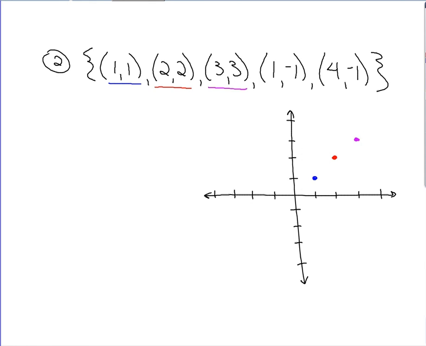1, -1. All right, where x is 1, y is -1. I plot a point. And then 4, -1. X is 4, y is -1. So I've got all my points plotted for this relation.